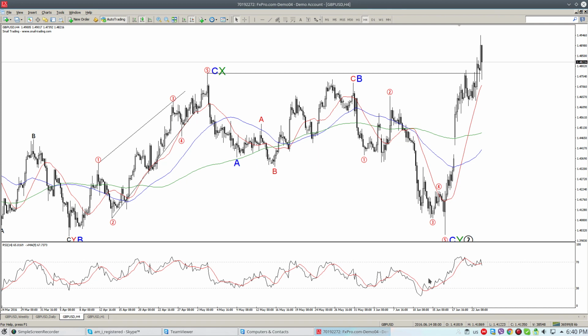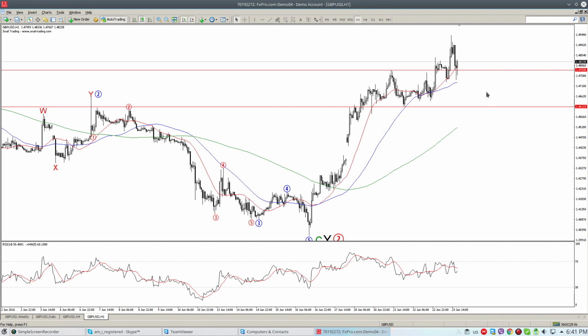And this is the 4-hour chart. I'm going to the 1-hour chart to see, and there is nothing really interesting to see here. This is a 5-wave move to the upside. Somewhere it will finish around this level, which is diverging with the RSI.